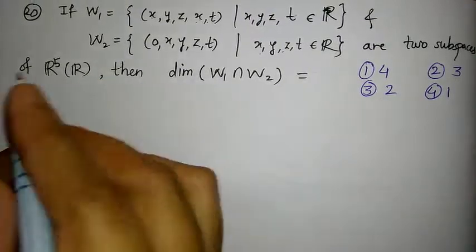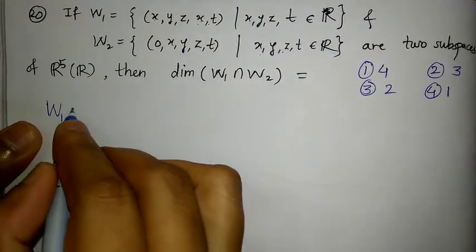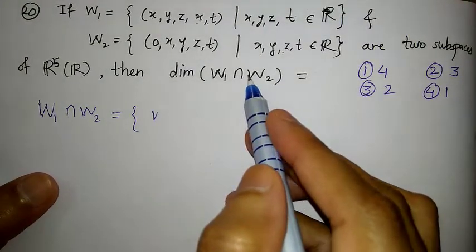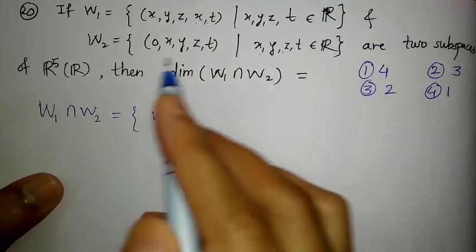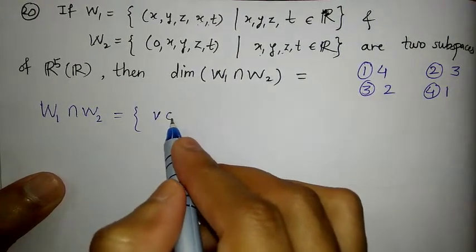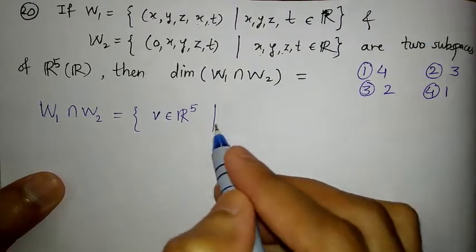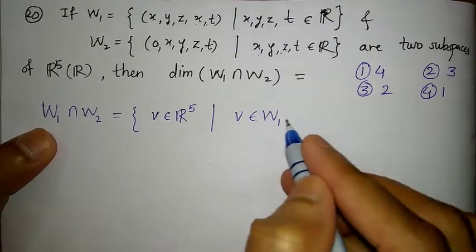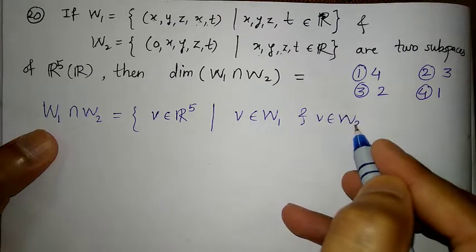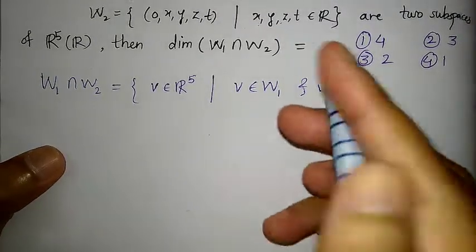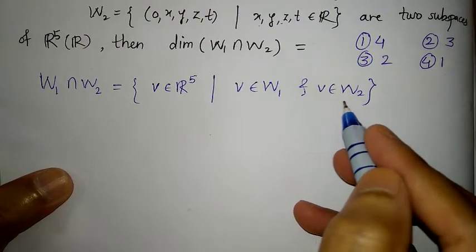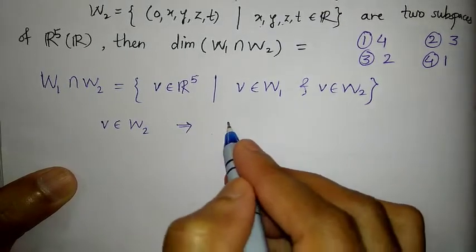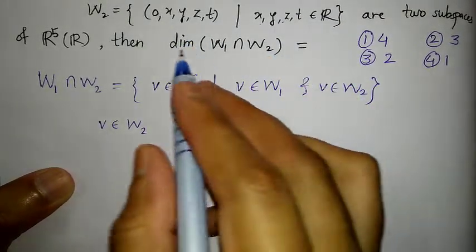Now let us just look at the definition first. So W1 intersection W2 is the set of all vectors v in R5 such that v is in both the subspaces. These are two subspaces of R5, right? So v belongs to W1 and also v belongs to W2, right? Now let us look at this. v belongs to W2 means this v will be something like this, right? 0, x, y, z, t.